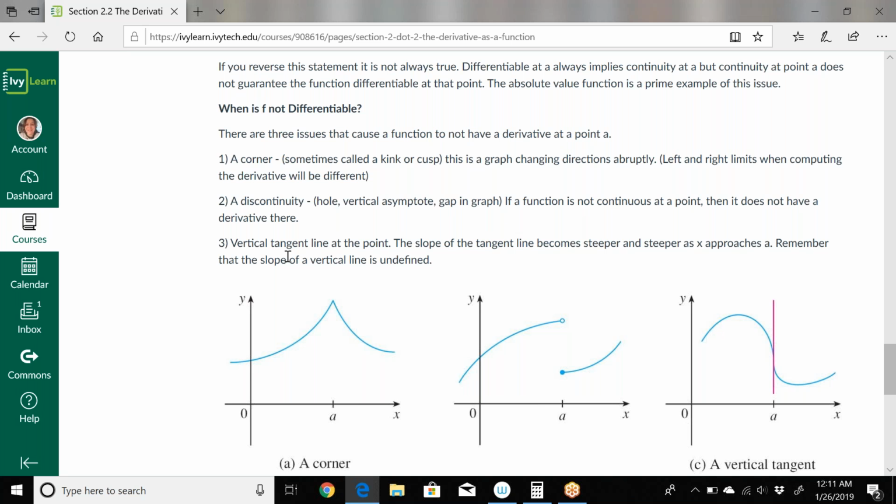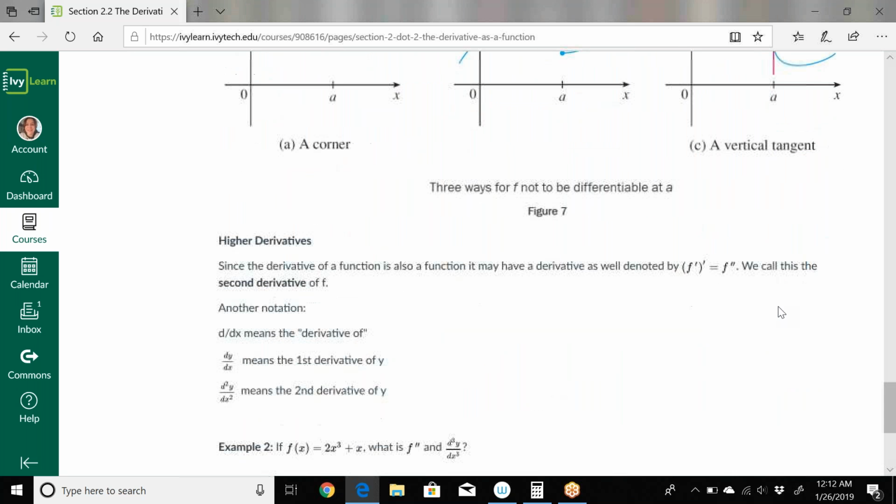So that automatically means that it would not be differentiable at that point. If you have a vertical tangent line at a point, the slope of the tangent line becomes so steep as x approaches a, and the slope of vertical lines is undefined. So that is a problem, because the derivative, remember, represents the slope of the tangent line at that point. So these are just pictures of those situations.